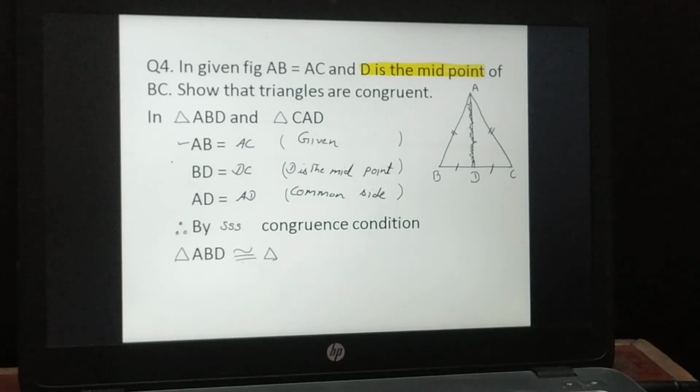Now again look at the first two. Which point is common? B. And here which is common? C. So in place of B, C will come. The middle point will be C. Now come to the next two. Which point is common here? Point D is common. And here which point is common? D. So wherever D is there, we will write down D. Now look at this. C already we have written, D already we have written. Which point is left? A. So A will come in the first place. So this is the way we have shown that triangle ABD is congruent to triangle ACD.